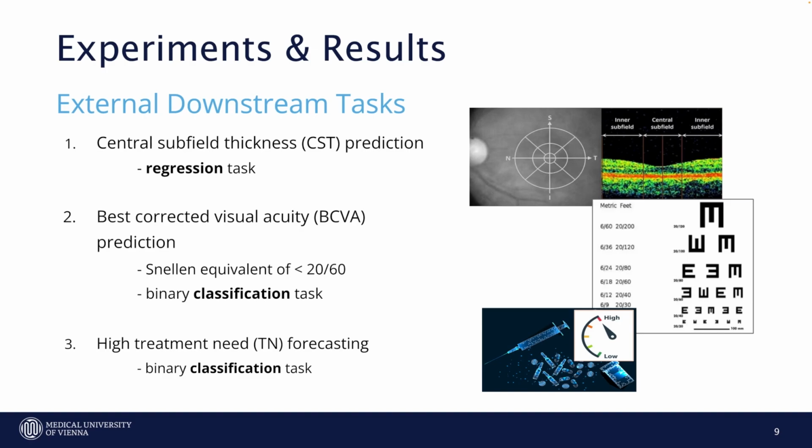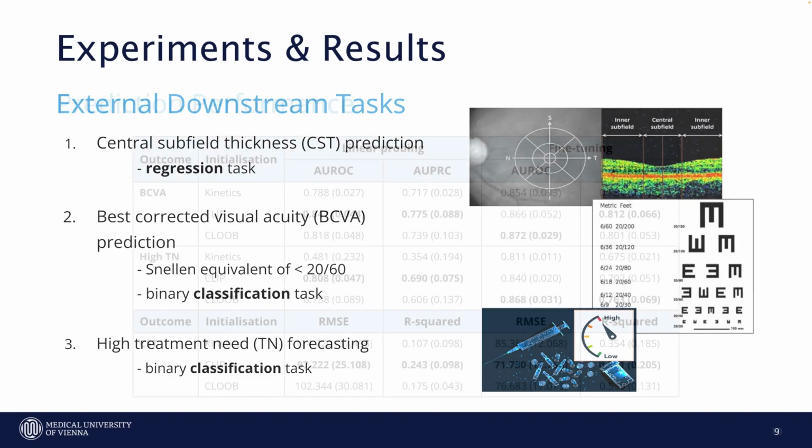Additionally, we define three downstream tasks on the external dataset, namely central subfield thickness prediction, best corrected visual acuity prediction using a threshold corresponding to the Snellen equivalent of 20/60, and high treatment need forecasting defined based on the number of injections the patients received during the study period under the treat and extend regime.